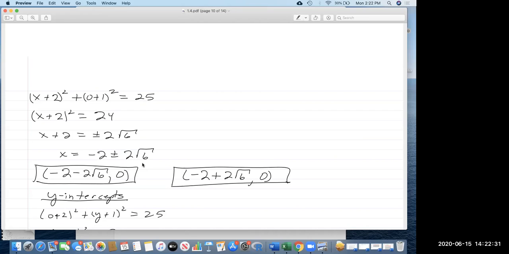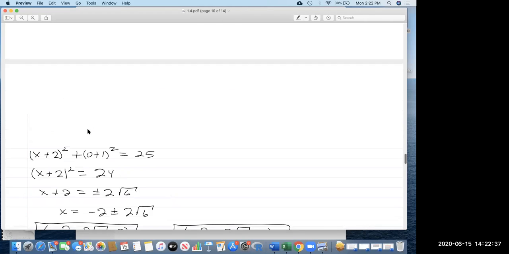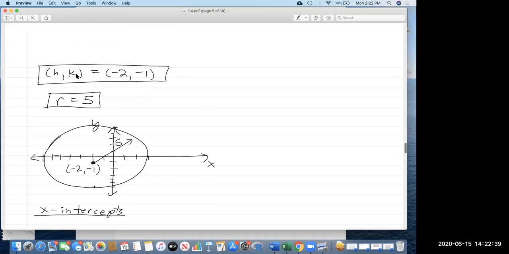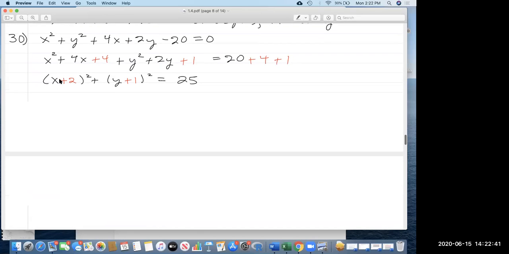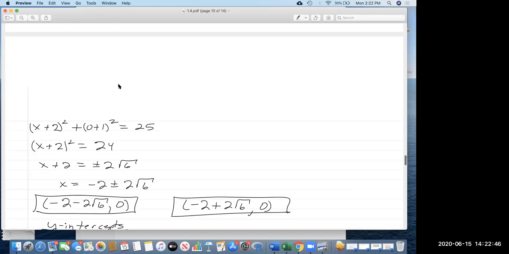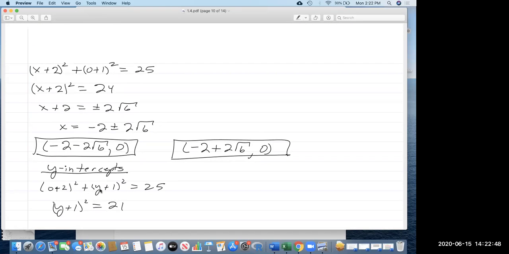To find the y-intercepts, you set x equal to 0 and solve for y. And so I'll just plug x equaling 0 here and solve for y. So 0 plus 2 squared plus y plus 1 squared is equal to 25. 0 plus 2 is 2. 2 squared is 4. Subtract 4 from both sides. So y plus 1 squared is 21.